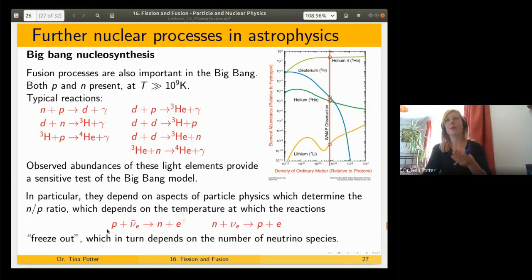And this freeze out depends on the temperature and also the density of the matter in the universe. So that'll control the rate of these interactions. And it also depends on how many neutrinos, of course, we have here to initiate these weak interactions. So we can probe how many neutrinos were around in the early universe to give us these proton to neutron and neutron to proton reactions, which in turn, of course, affect the abundance of deuterons and tritium and helium 3 and 4 in our universe relative to hydrogen.